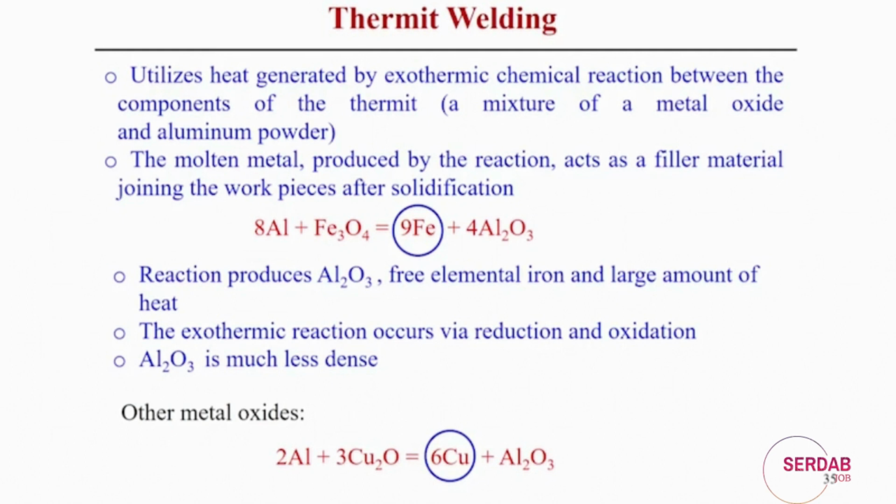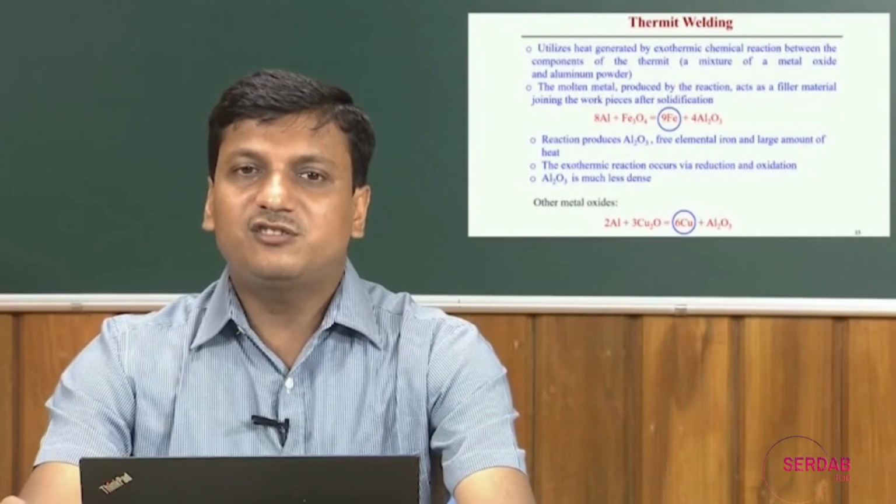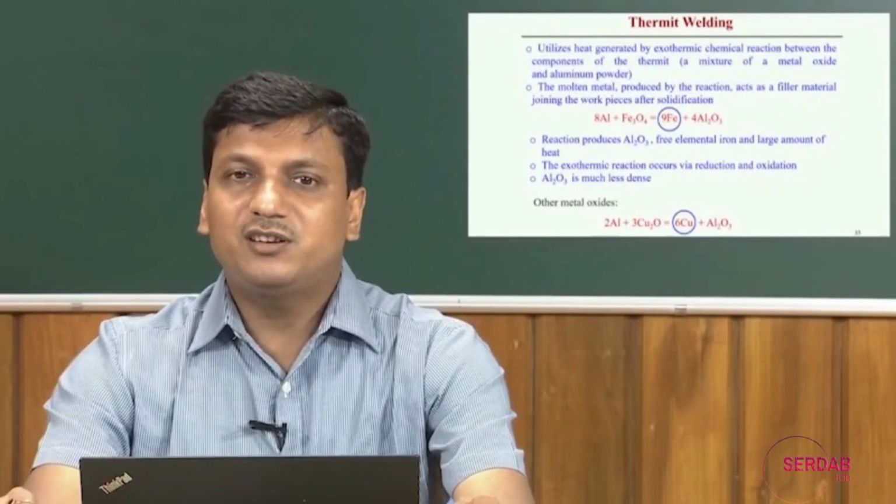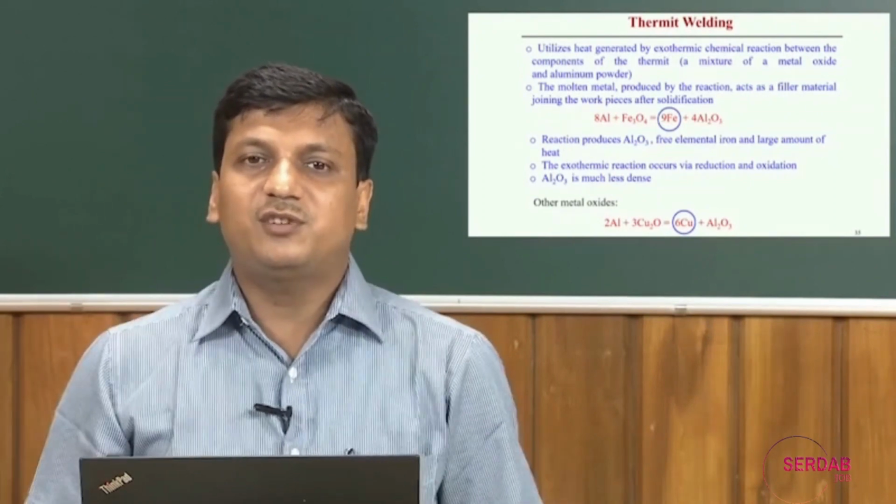Now, among other welding processes, we can see another type of welding process, called the thermite welding process, where a chemical source is used as the source of heat. Basically, the generation of heat is mainly controlled by the exothermic chemical reaction between the components of the thermite.